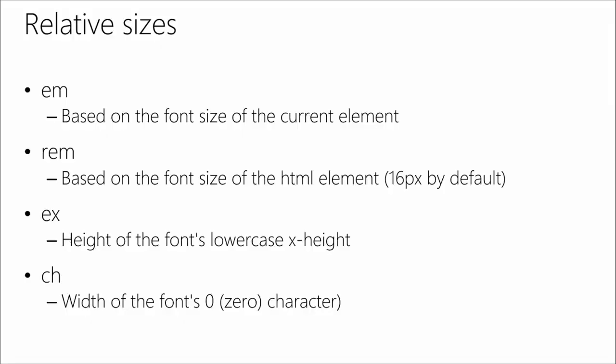Well, wouldn't it be nice if we could just set a size somewhere as our base, and then size everything else based off of that base? And that's where our relative sizes come into play. Now, the two main relative sizes that I want to highlight here are EM and REM. EM is based on the font size of the current element. So if I set up, let's say, a div, and I set that to be 16 pixels, and I want to do something based on that for the first letter, then I would want to use EM because it's based on the current element.